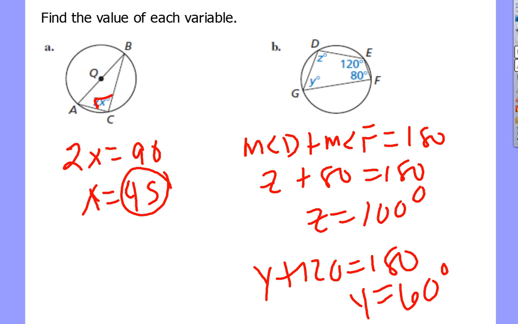And that is the focus of inscribed polygons, specifically right triangles and quadrilaterals. On to the next one.